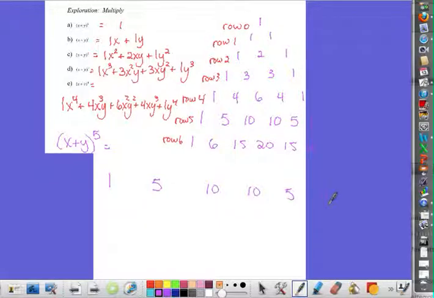So what you can do is like this. You could go 1, 5, 10, 10, 5, 1, and then insert your variable. So that'll be x to the 5th, then an x to the 4th y, an x cubed y squared, x squared y cubed, xy to the 4th, and then you have a y to the 5th.